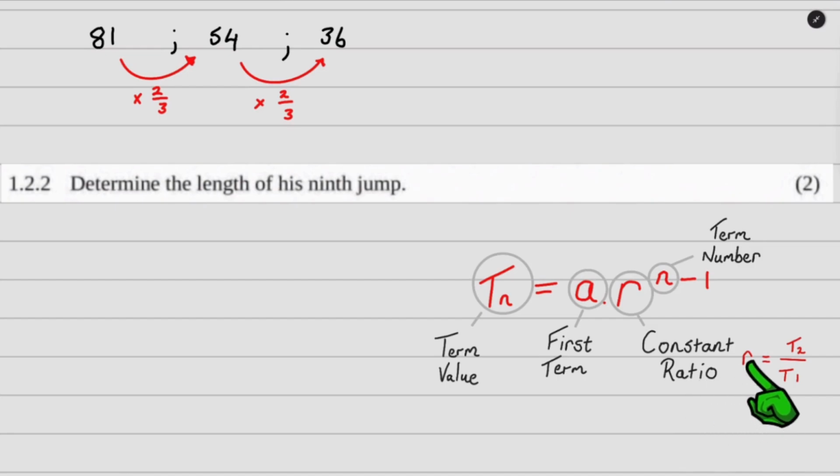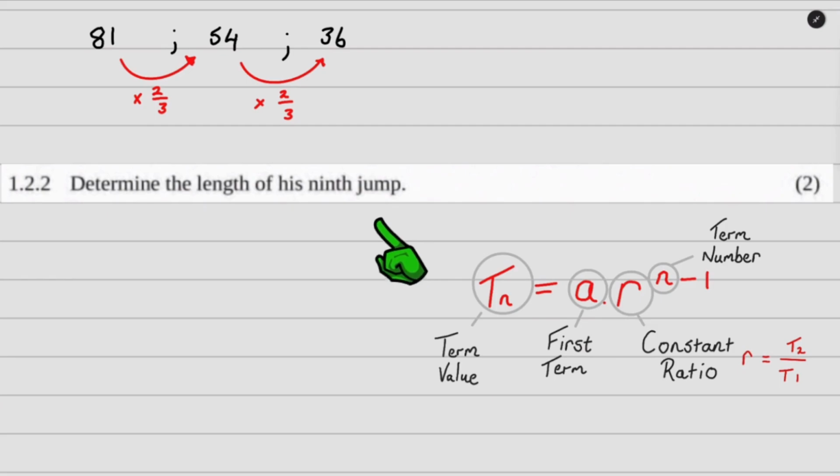Now to get the constant ratio, you say term 2 divided by term 1. If I say 54 divided by 81, it will give me 2/3. So you can also see it as what do I times by to get to the next term. And lastly, we have our term number sitting over there. So we want the 9th term. So that is the term number. So the term number will be 9.